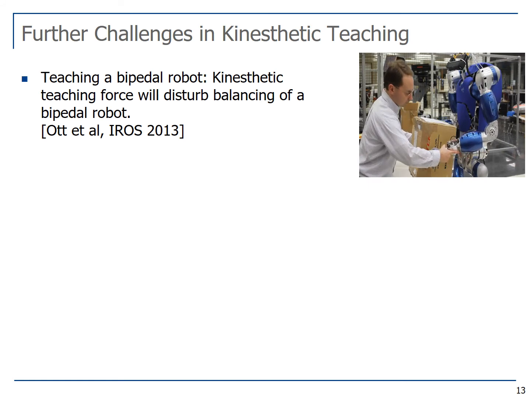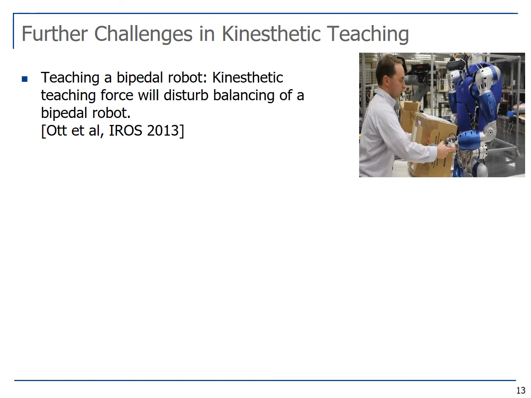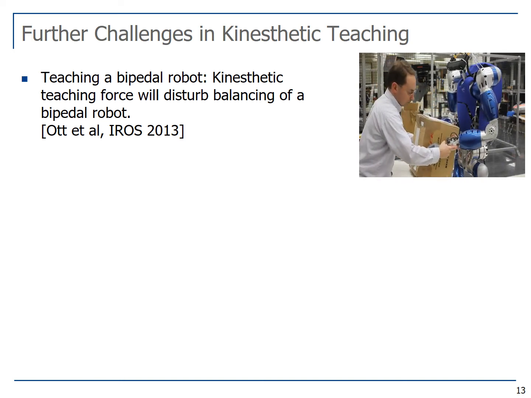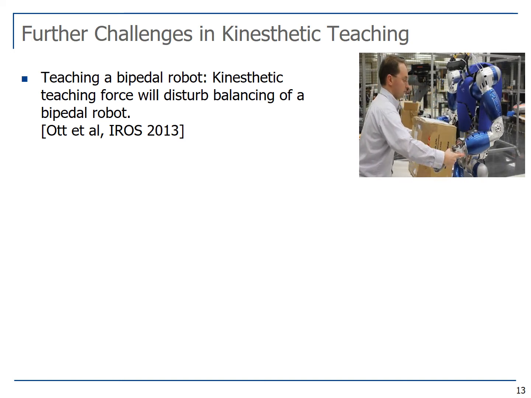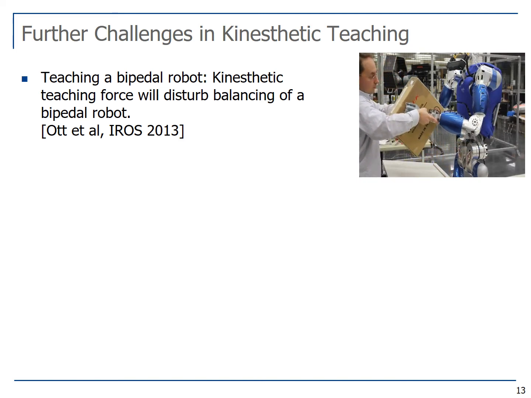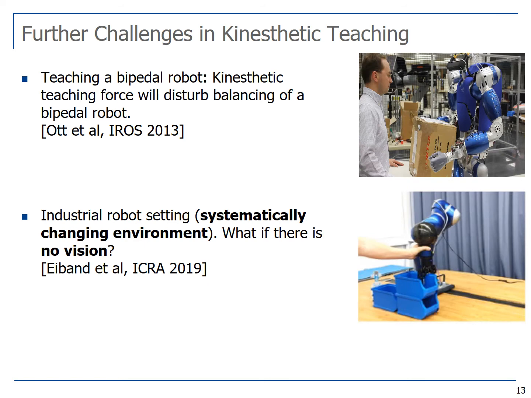There are further challenging questions in kinesthetic teaching. Kinesthetic teaching force can act as a disturbance to robots. Especially, it can make a bipedal robot, like Toro at DLR, balance unstably. How to minimize such side effects of the kinesthetic teaching? Can industrial robots learn tasks like pick and place in a systematically changing environment only by haptic information without using any vision?